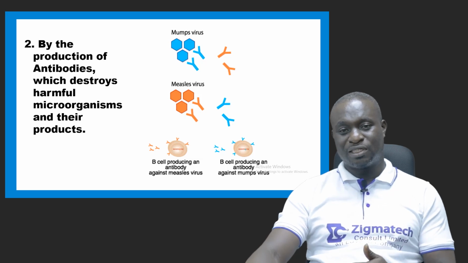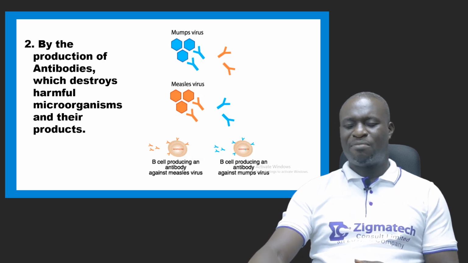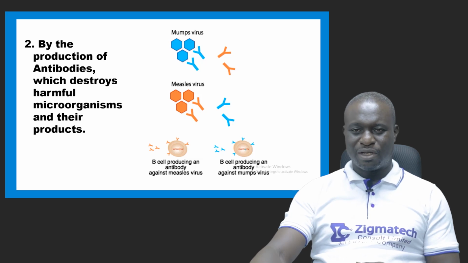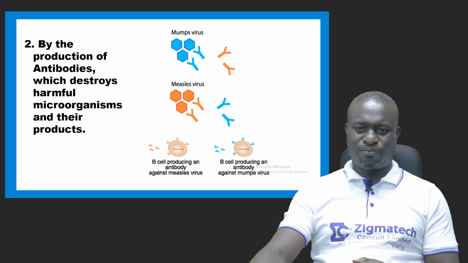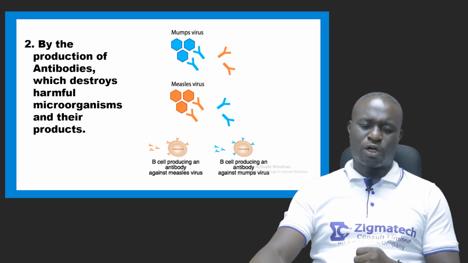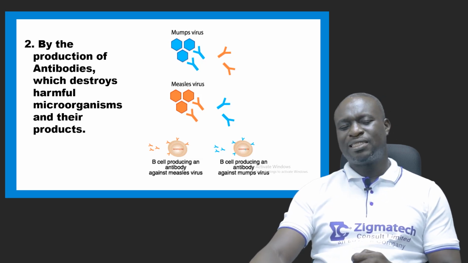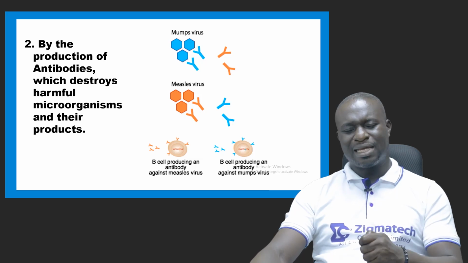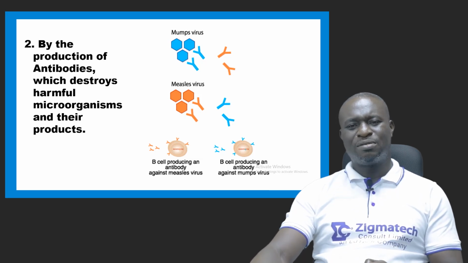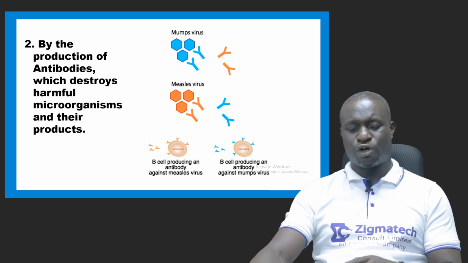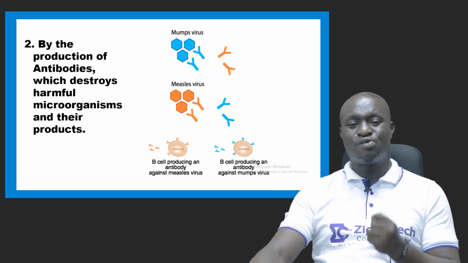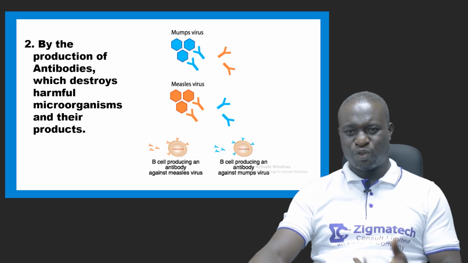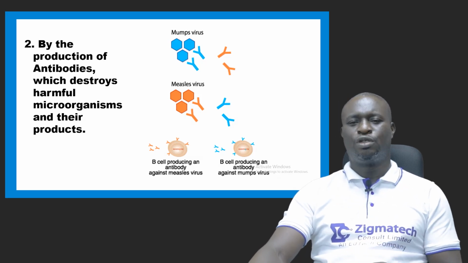The second way the white blood cells fight against harmful microorganisms, mostly bacteria, is by producing what we call antibodies. These antibodies help to fight against harmful microorganisms. They destroy them and their products, because the products of these harmful microorganisms also bring about infection. They are so toxic to the body.